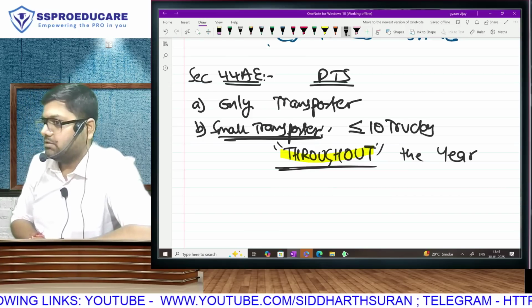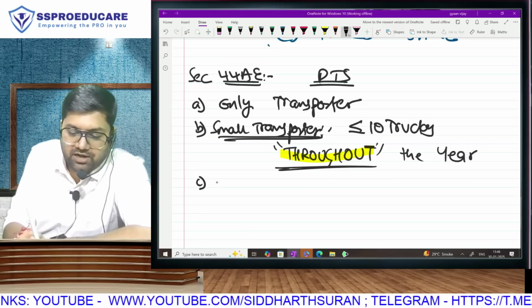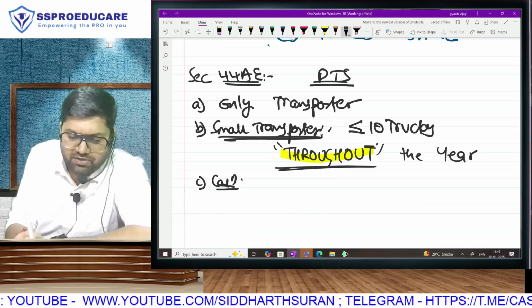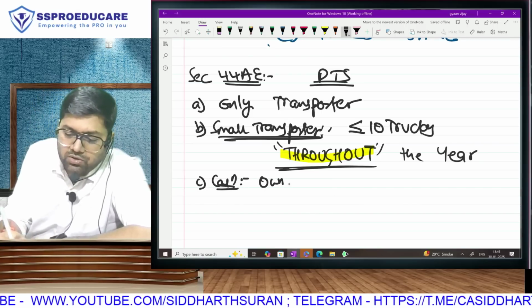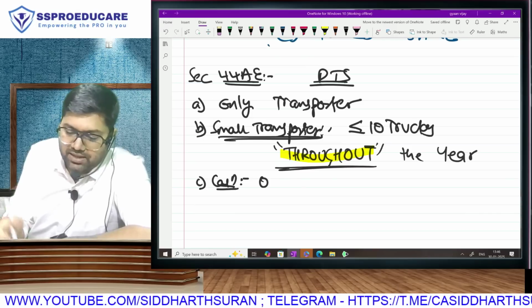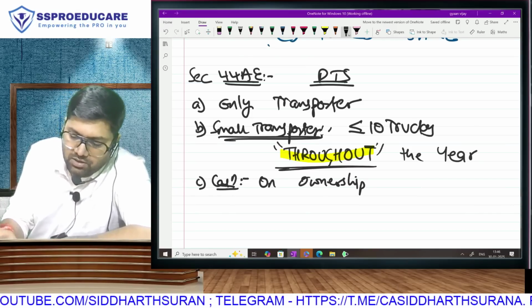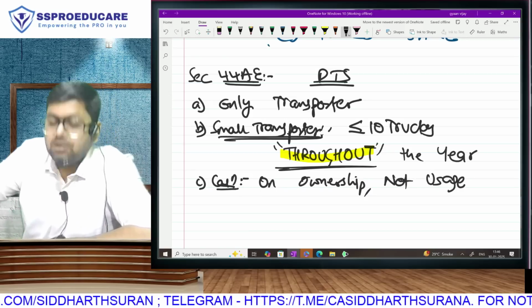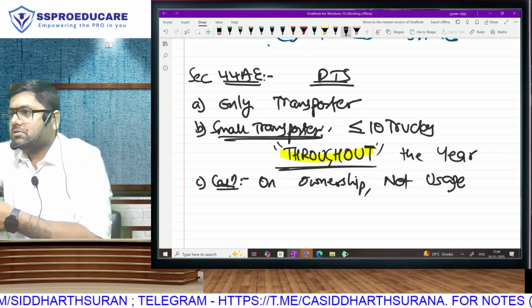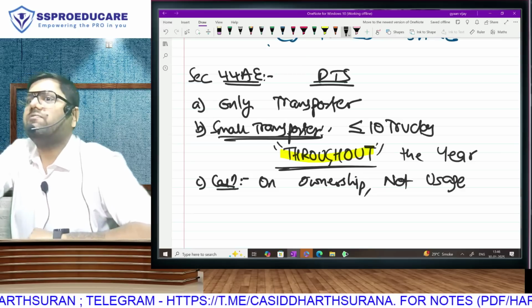Everyone is qualified. But there is a third condition. You should know this, that whatever calculation I will teach you will apply on the number of trucks. The calculation will apply on ownership, not on the basis of usage. Supposing you have trucks, whether you use them or you don't use them, we will calculate income for everyone.